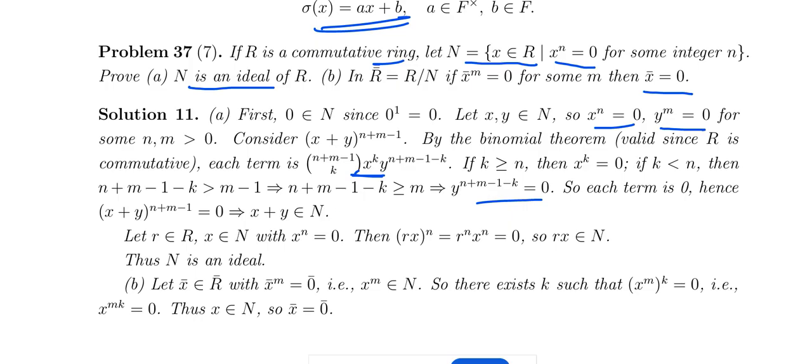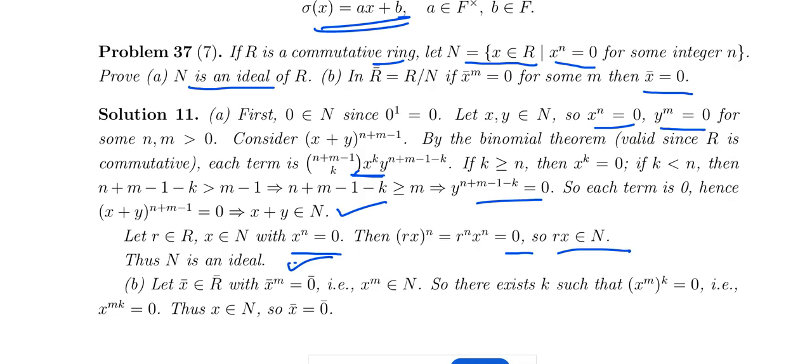Now x plus y belongs to N. Next, r belongs to R and x belongs to N, that is, we have to show rx belongs to N. x belongs to N, so x power n equals 0. r belongs to R, so find (rx) whole power n. So r power n times x power n; x power n is 0, therefore this is equal to 0. So (rx) power n equals 0, so rx is in N. So N is an ideal.